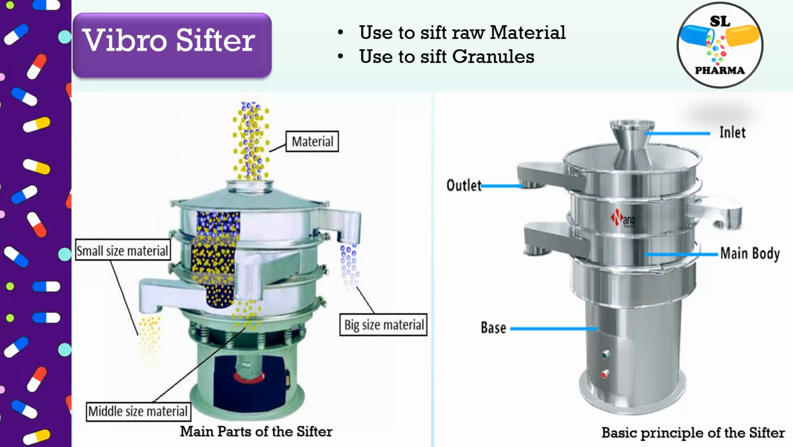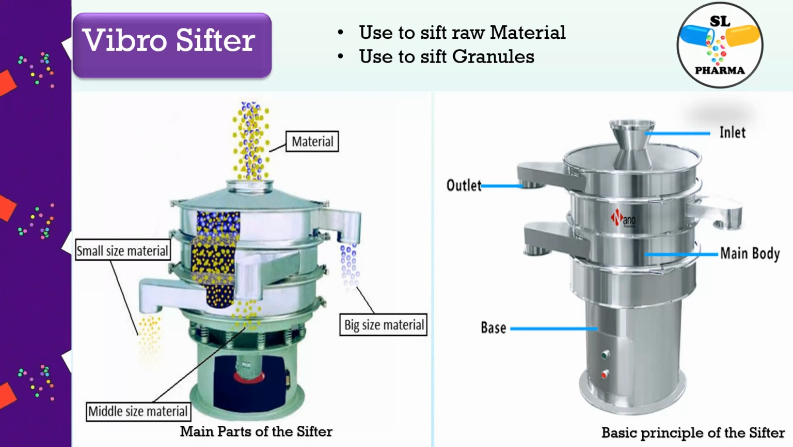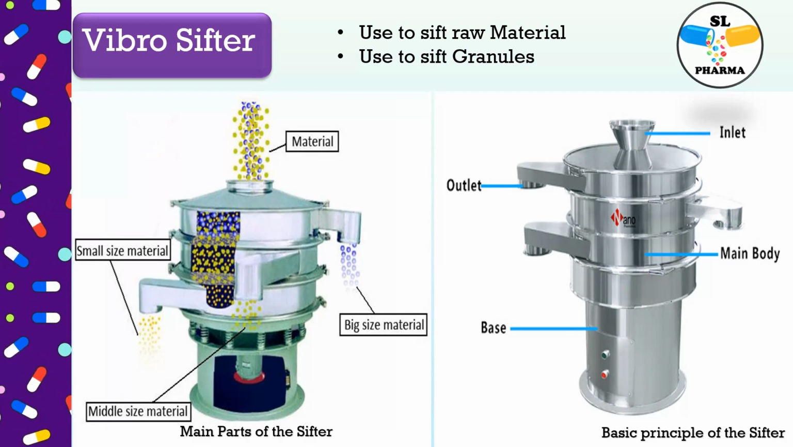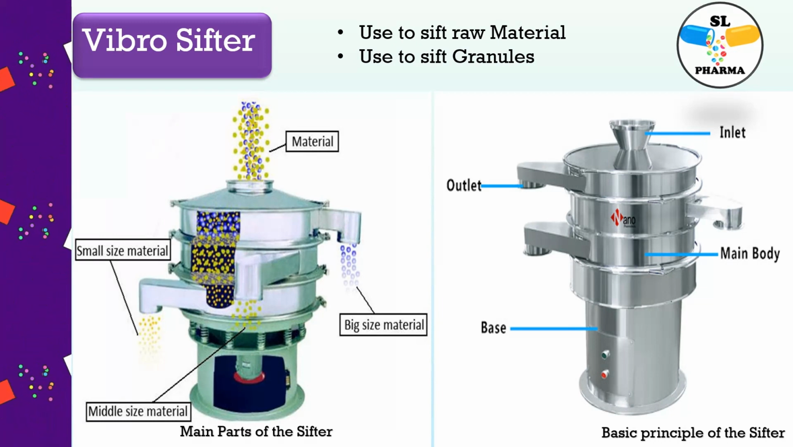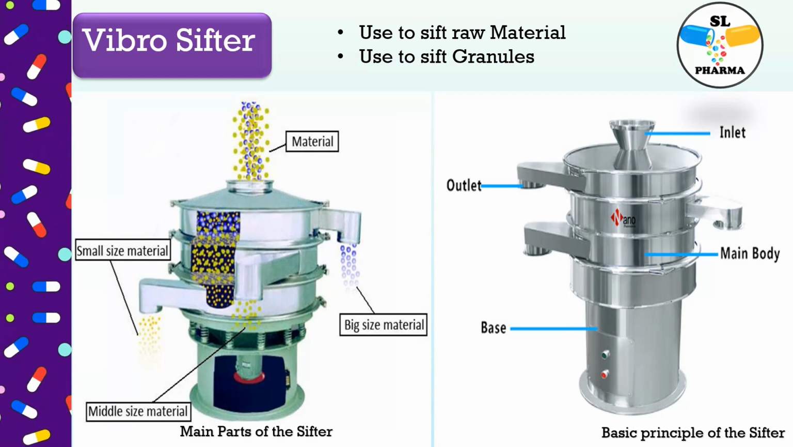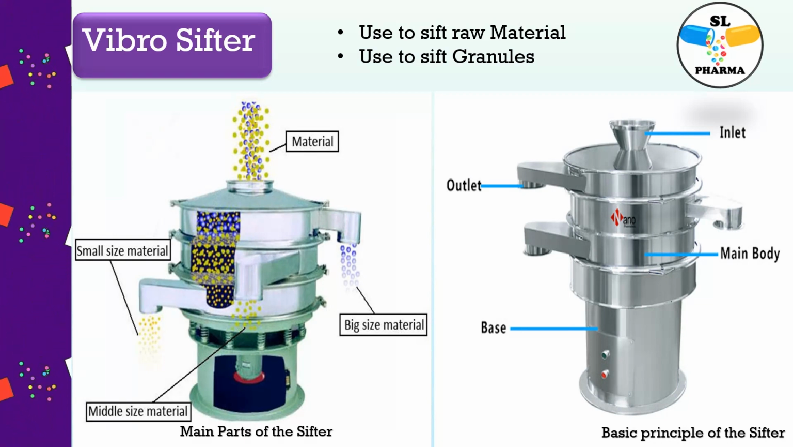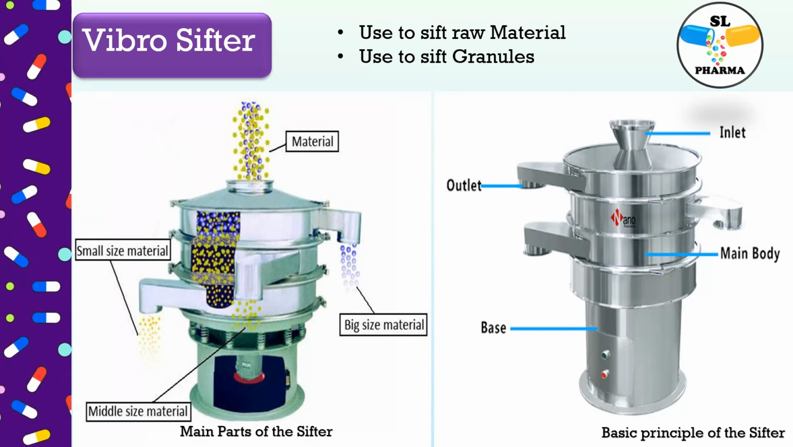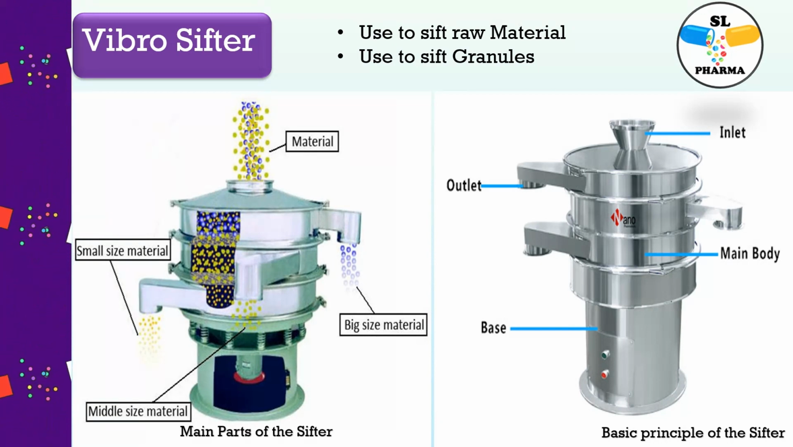Then separation. Depending on the specific application, the Vibro sifter can be used to separate oversized or undersized particles, classify particles based on size, or perform other separation tasks. Different mesh sizes can be used to achieve the desired separation.